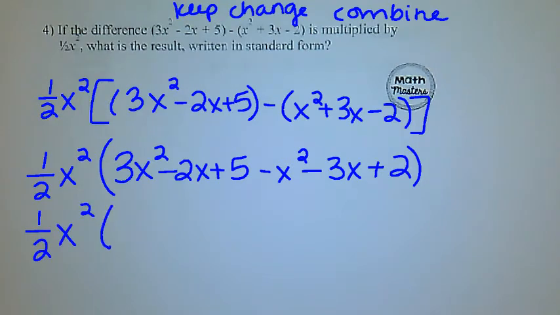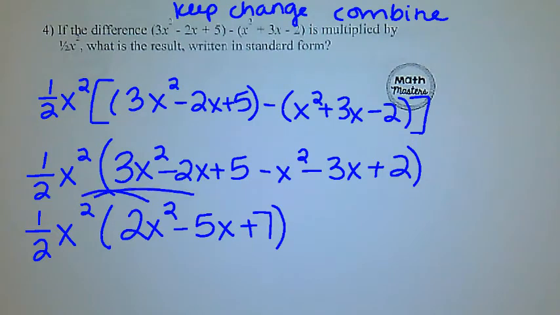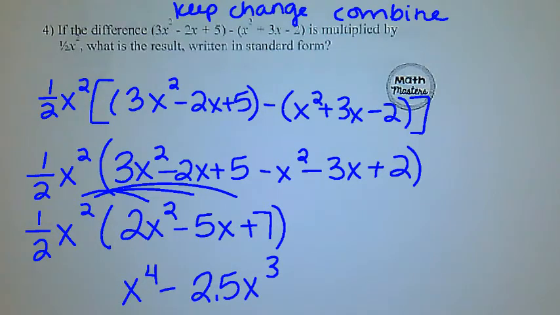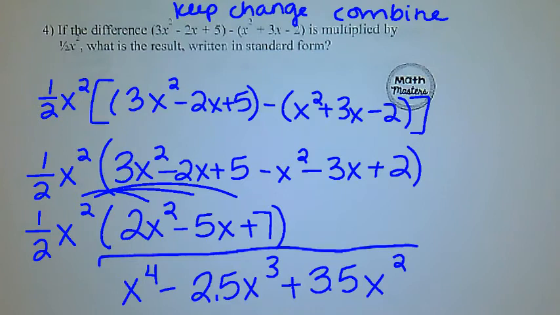Let's combine these terms. Okay, so I'm going to get a 2x squared minus 5x plus 7. So now I'm going to distribute. Okay, so let's see. Half of 2 is 1, so this just becomes x to the 4th. Half of 5 is 2.5, so that becomes x cubed. And half of 7 is 3.5, so 3.5x squared. Not too shabby.